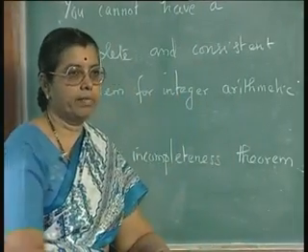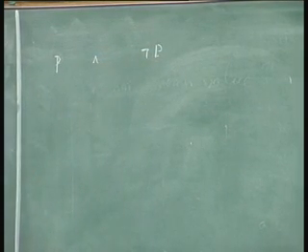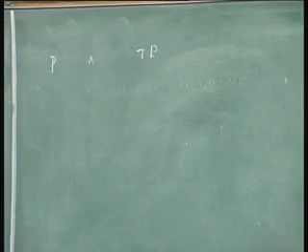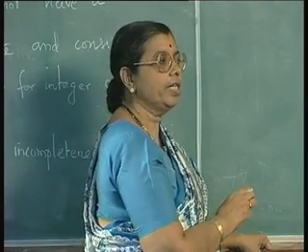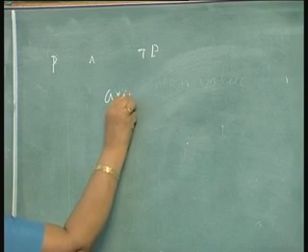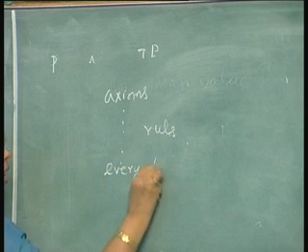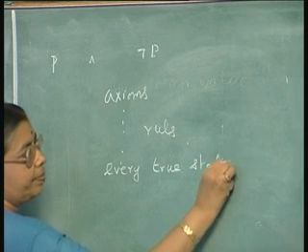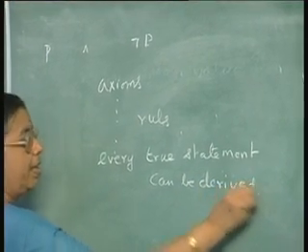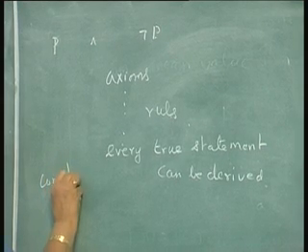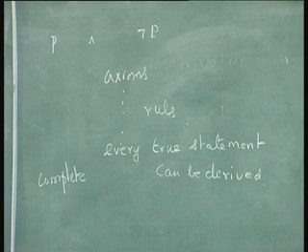A consistent system is one in which you cannot prove both P and not P. If in a system you prove both P and not P, the system is inconsistent. A complete system is one in which every true statement you can prove. What do you mean by proving? Starting from axioms, using rules, every true statement can be derived. Such a system is called a complete system. What Gödel proved is, if a system is consistent, it cannot be complete for integer arithmetic.